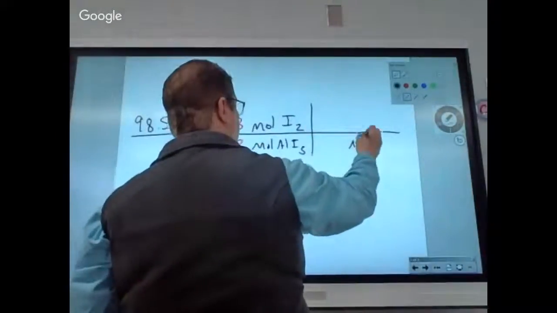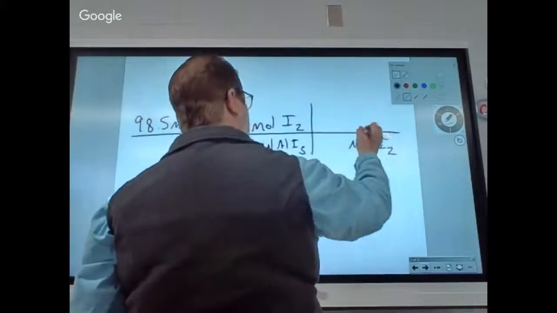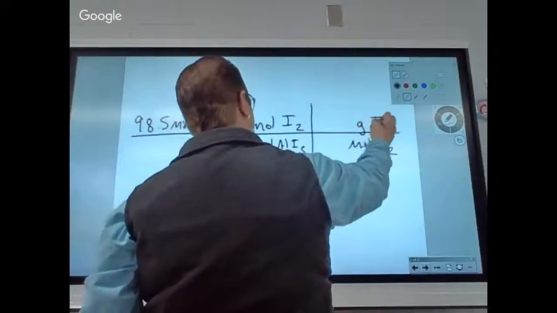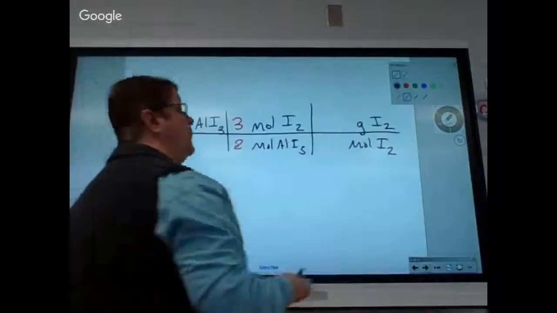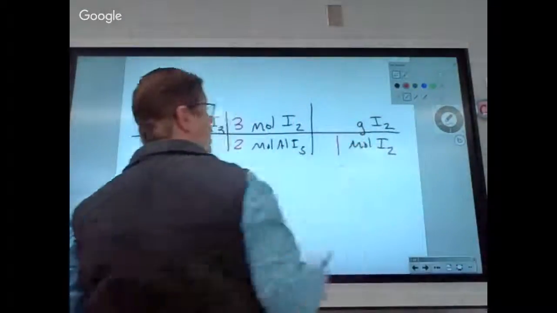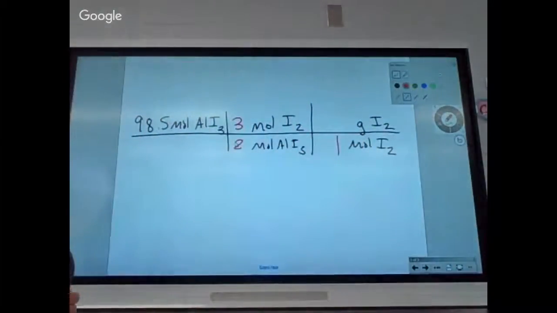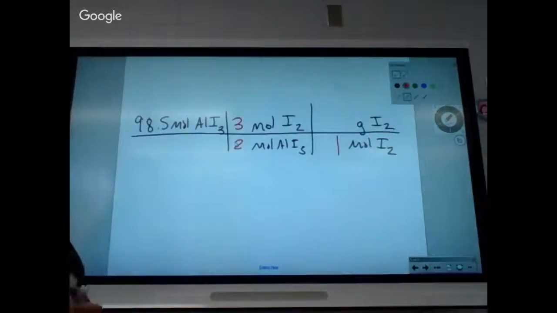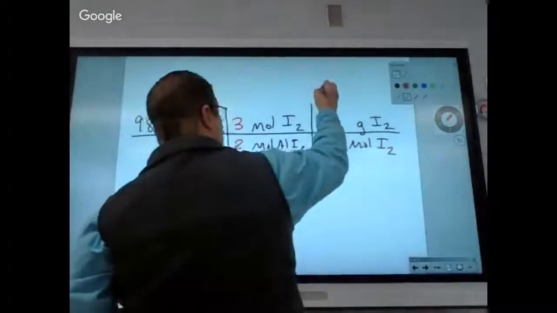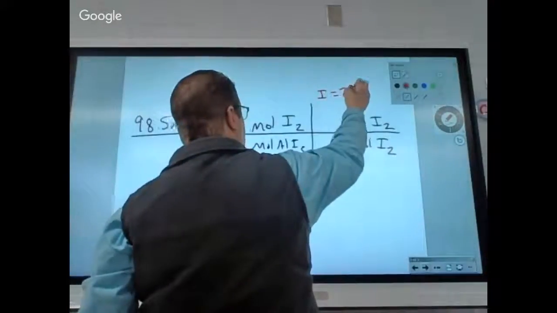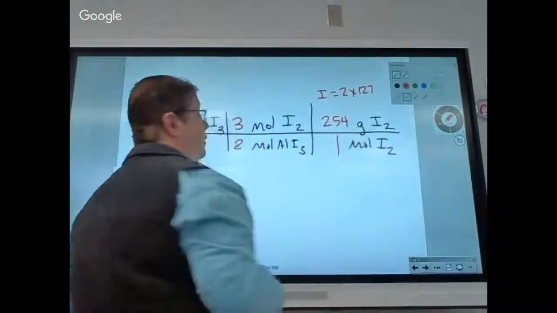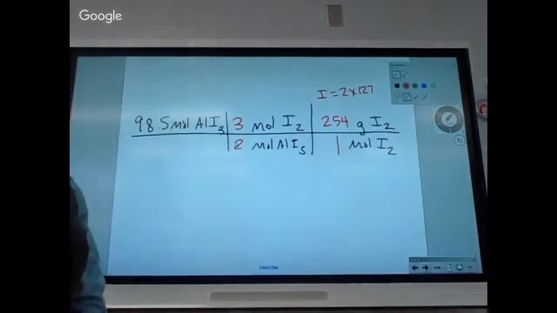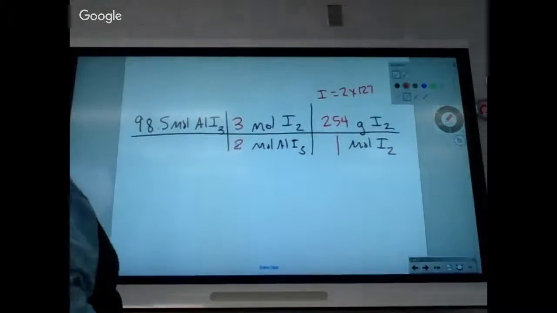So we put moles of I2 on the bottom. Then grams of I2 on the top. All right, so what goes beside moles? A 1. Moles to grams is always a 1. And then grams of I2, we put a what? I has 2 of them times 127, so roughly 254. 253 point something something. All right, I just rounded to a whole number.